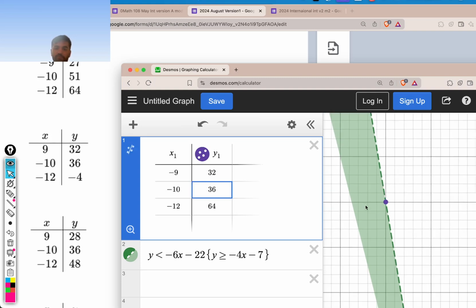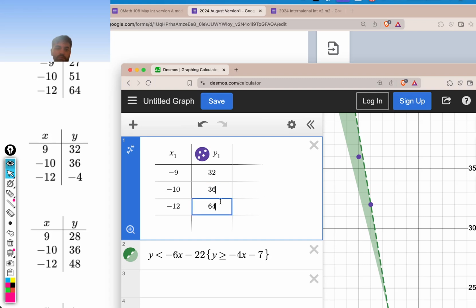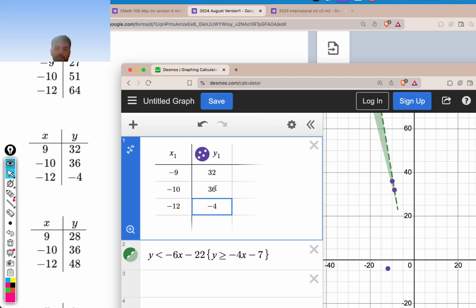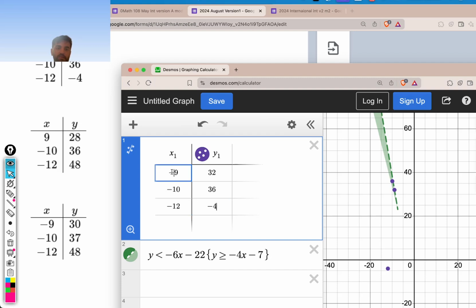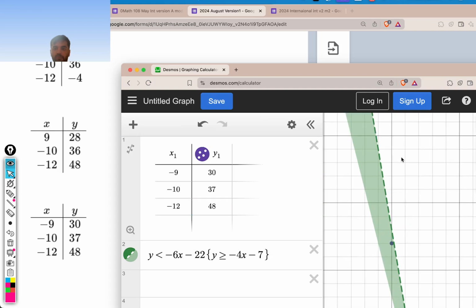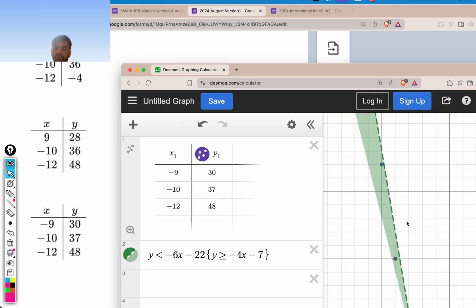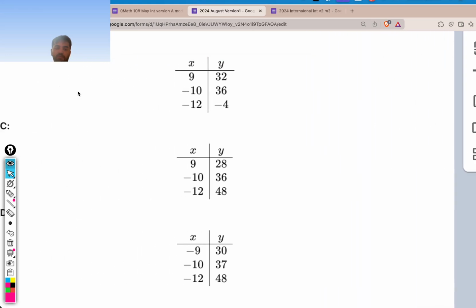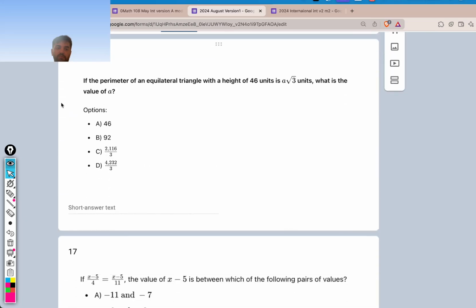36. And negative 4. Okay, you can see it is not correct. Let's write this one. It is positive 9. It is 28, so it is also not correct. Negative 9 is 30. Negative 10 is 37. And 48. So you can see that all of them are correct. So the answer will be D. So look at them, do it with decimals. That's all.